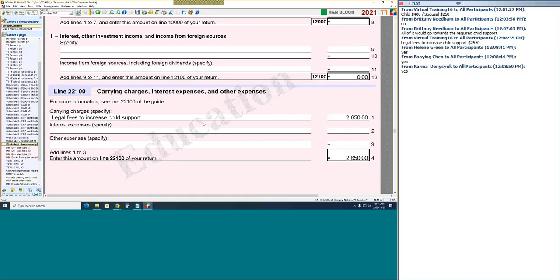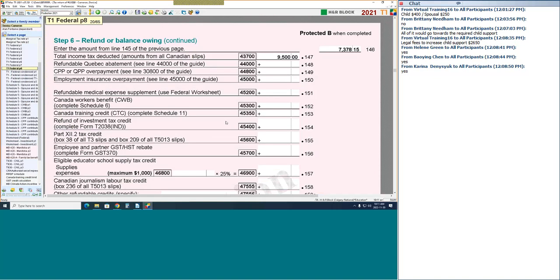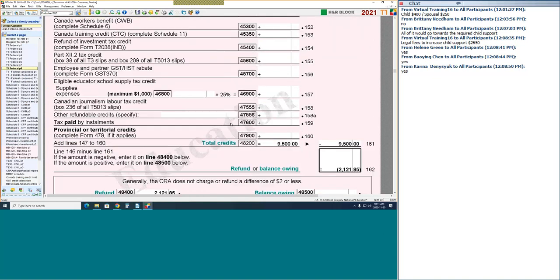Okay. What's happened to her tax return now? We've added some taxable income. We've also added a deduction. It should have changed the balance. If you've got a different number, give me a red X.